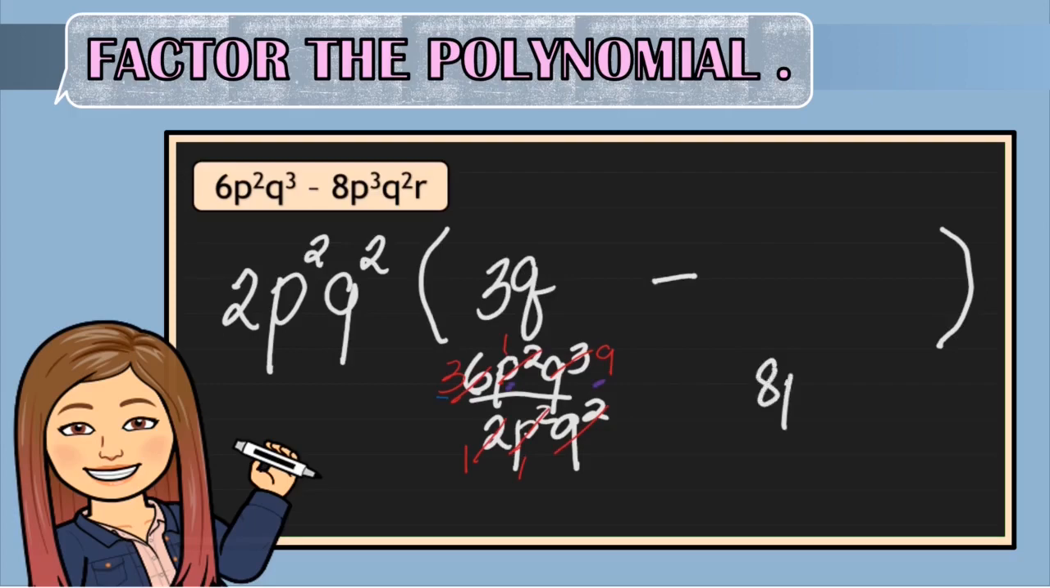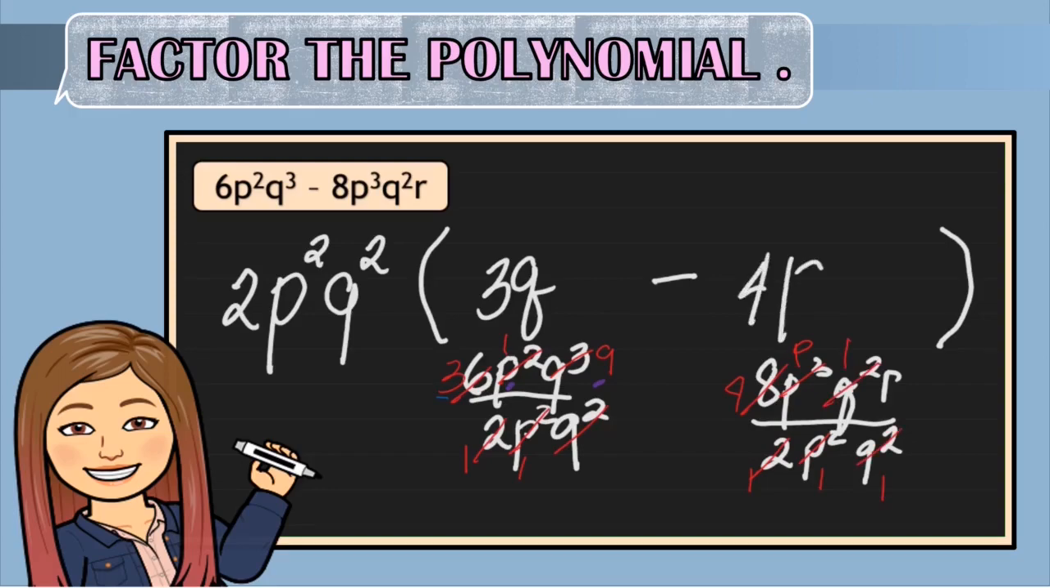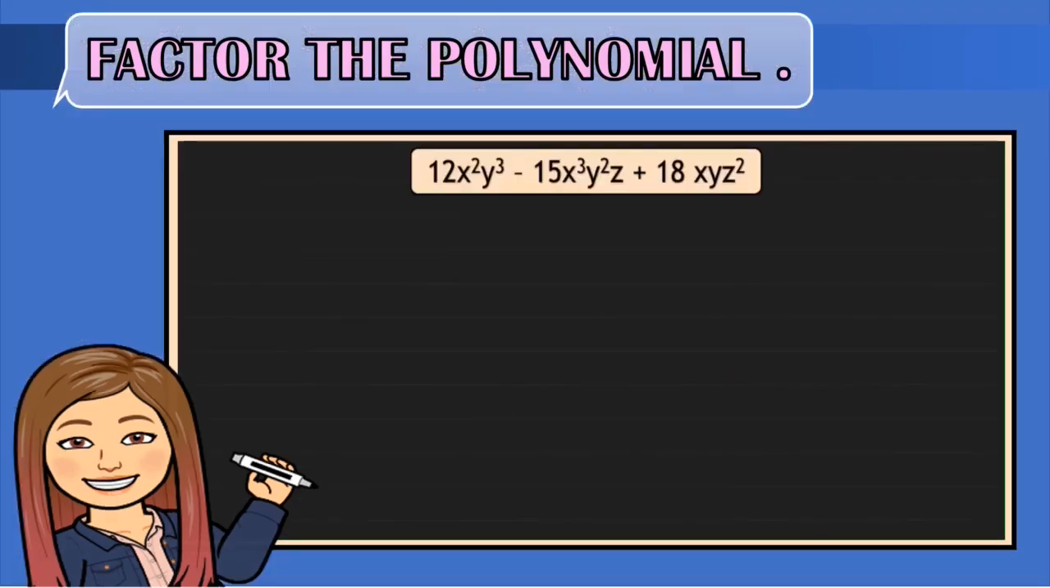Then divide 8p cubed q squared r with 2p squared q squared. 8 divided by 2 is 4. P cubed divided by p squared, 3 minus 2 is 1, so this is p. Q squared divided by q squared, that's q to the power of 0, or simply 1, remain r. So the answer is 4 times p times r. And that is our factored form.